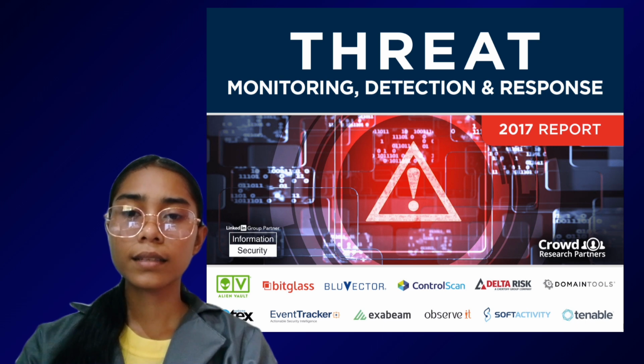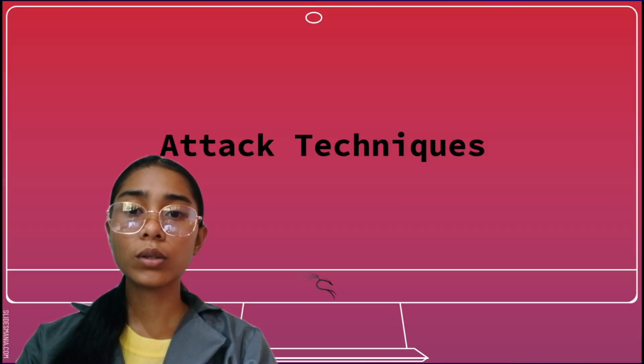Attack techniques. Attack techniques are the methods used by cyber criminals to compromise a computer system, network, or data. These techniques can be categorized into various types, each with its own unique approach and target. Here's a breakdown of some common attack techniques. First, social engineering attacks. Examples of these are phishing, spear phishing, baiting, pretexting, and tailgating or piggybacking.